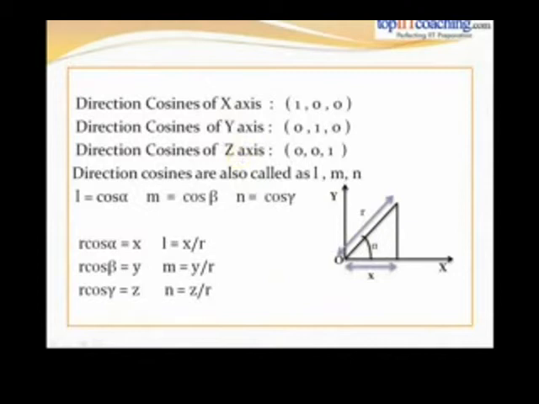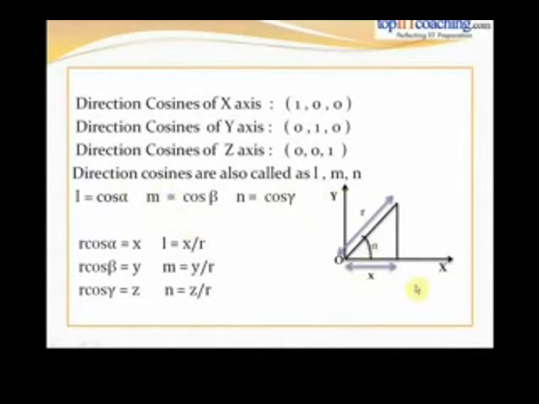Now we also denote the direction cosines by l, m, n. So at times we do not write it as cos alpha, we write it as l, cos beta equal to m and cos gamma equal to n. Thus l, m and n represent the direction cosines of any line.